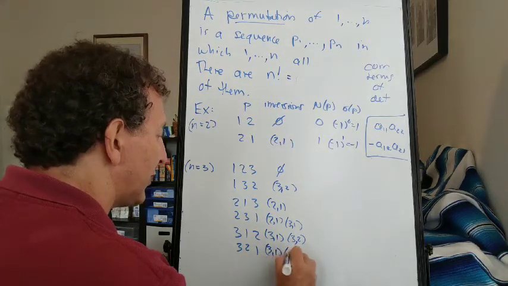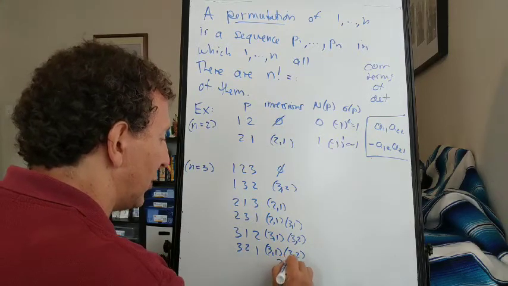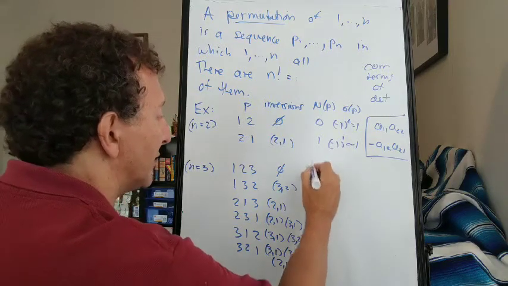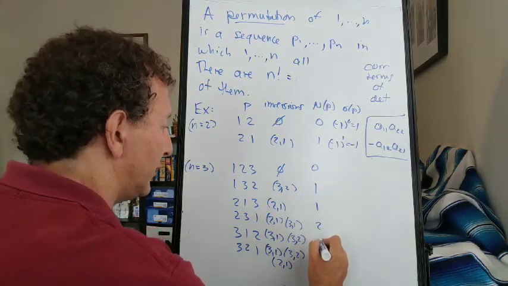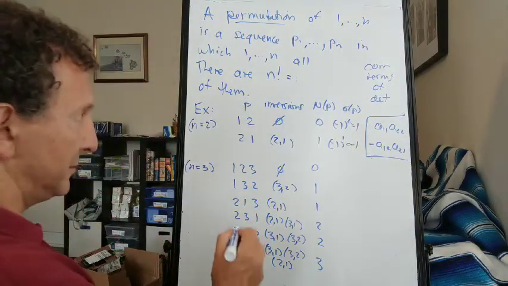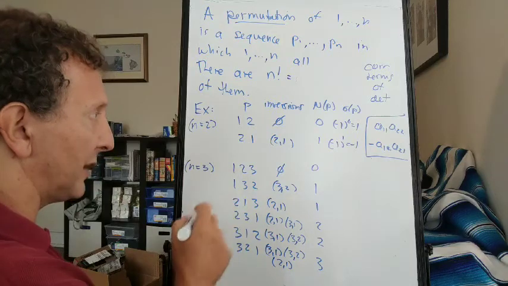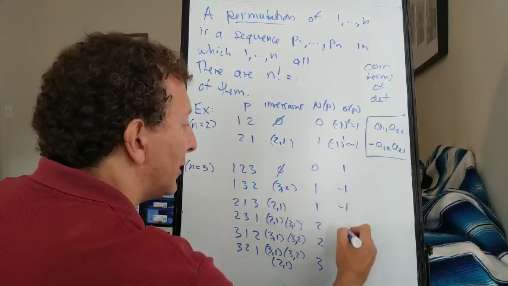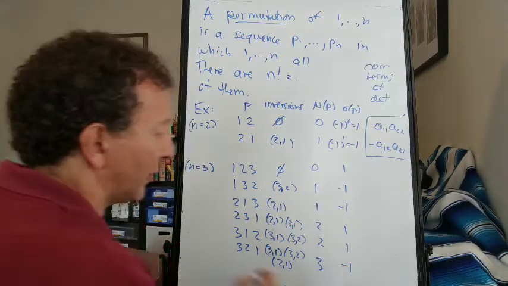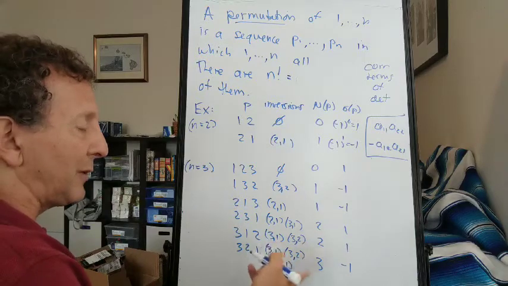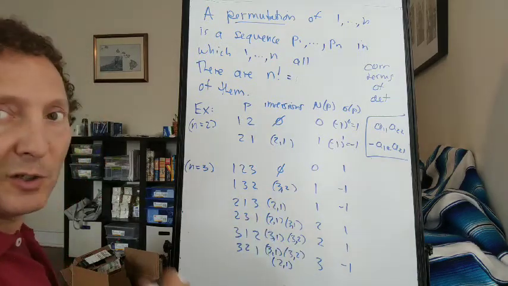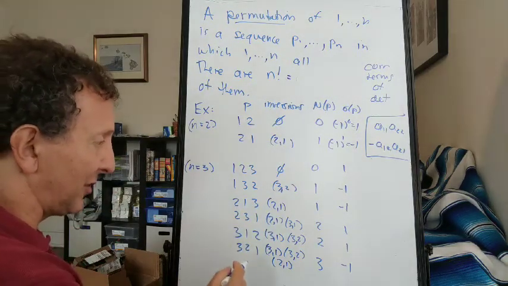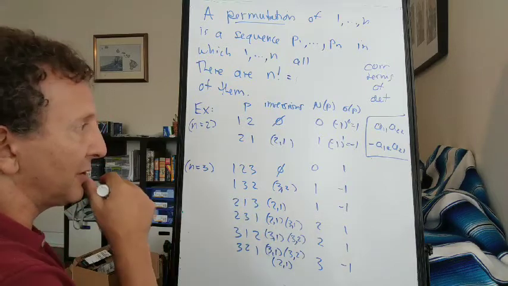So 3, 1 is an inversion, 3, 2 is an inversion, and 2, 1 is an inversion. So the number of inversions in these permutations are 0, 1, 1, 2, 2, and 3. The signs of these permutations, negative 1 to the number of inversions, are 1, -1, -1, 1, 1, -1. So all we really care about is whether the number of inversions is odd or even. We can call the permutation an odd permutation if it has an odd number of inversions, and an even permutation if it has an even number of inversions.